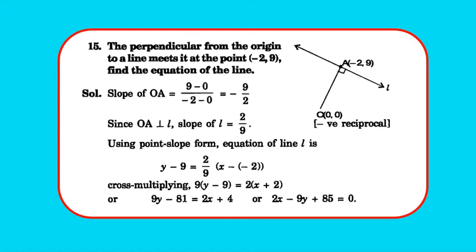Now slope of OA is equal to, using the slope formula (y2 minus y1) upon (x2 minus x1), we get (9 minus 0) upon (minus 2 minus 0), which is minus 9 by 2. So slope of OA is perpendicular to L, so the slope of line L will be the negative inverse. So slope of L is 2 by 9. So using the point slope form, equation of the line L will be y minus 9 equals 2 upon 9 into (x plus 2). So cross multiplying and simplifying, we get the equation of the line as 2x minus 9y plus 85 equals 0.